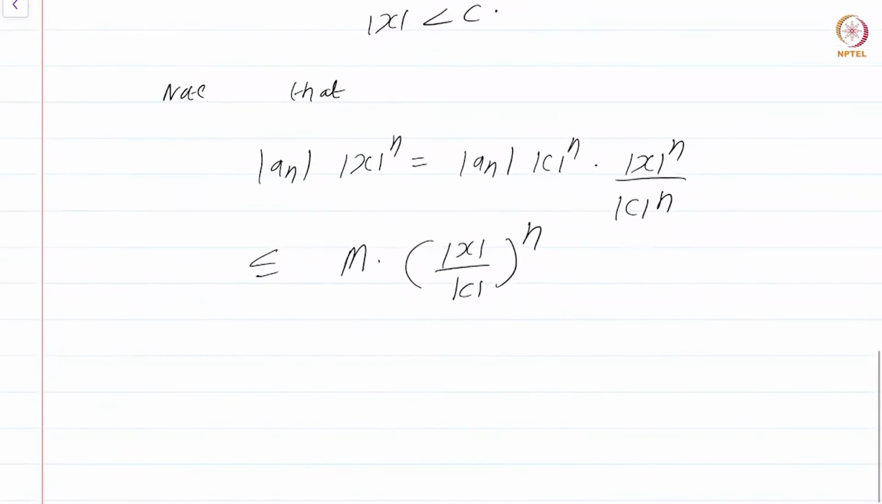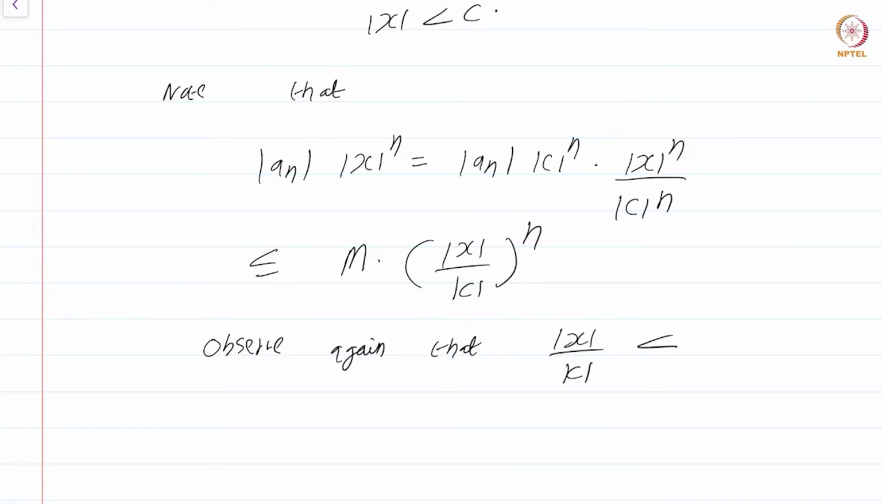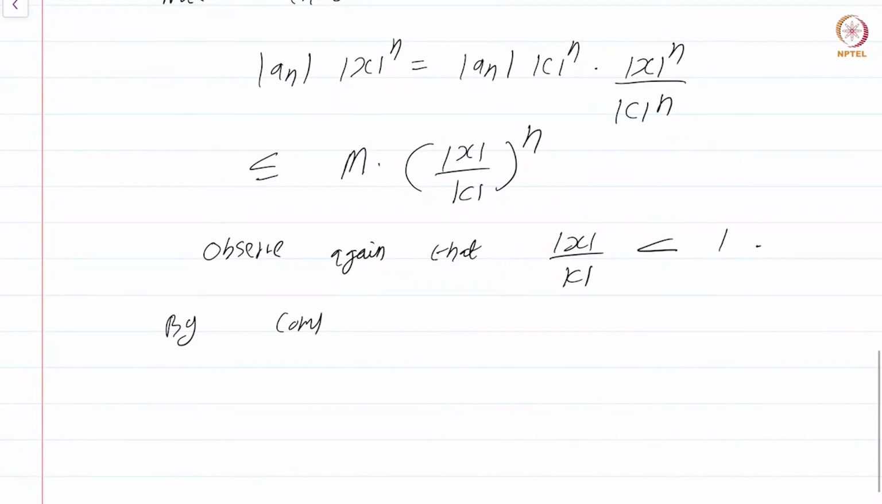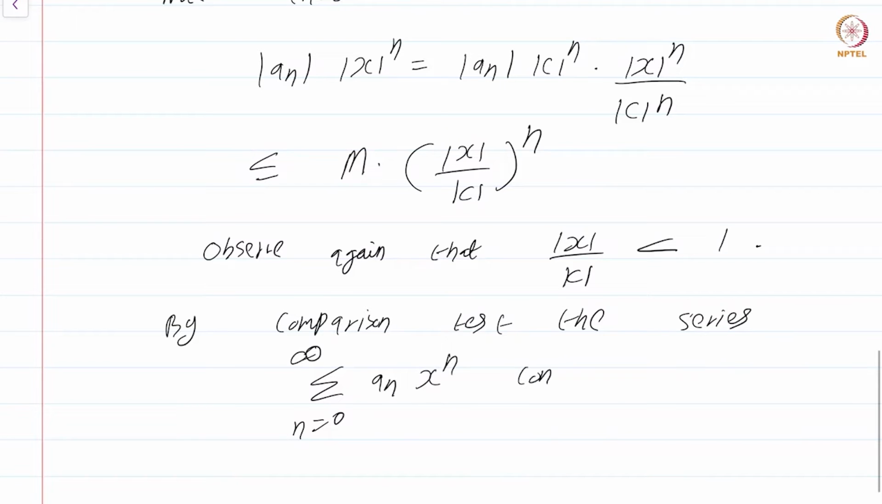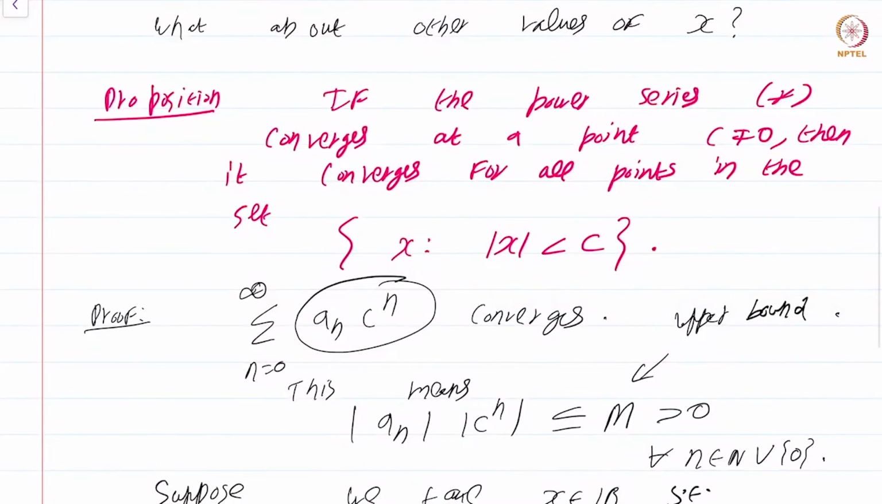Okay, but observe again that mod x by mod c is strictly less than 1. So by comparison test, the series summation n equal to 0 to infinity a_n x^n converges absolutely. So we got a stronger conclusion than claimed. So we can fix this claim: it converges absolutely for all points.